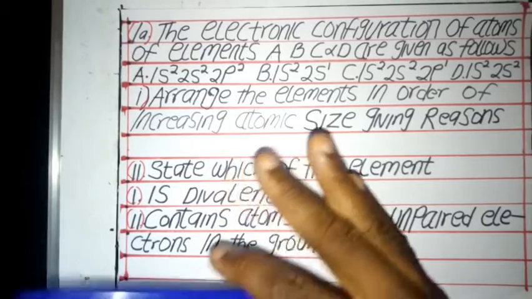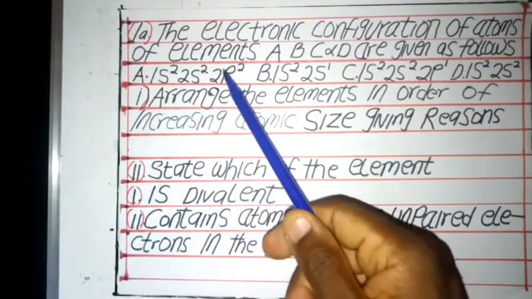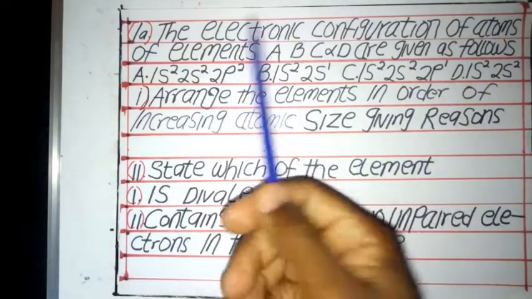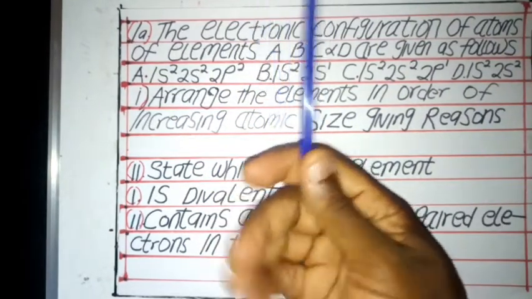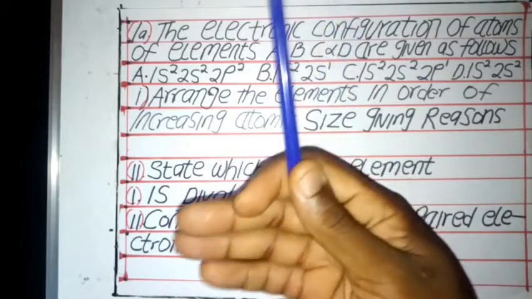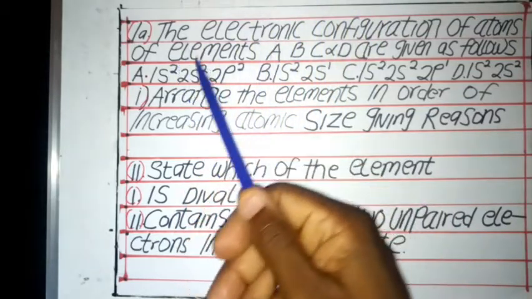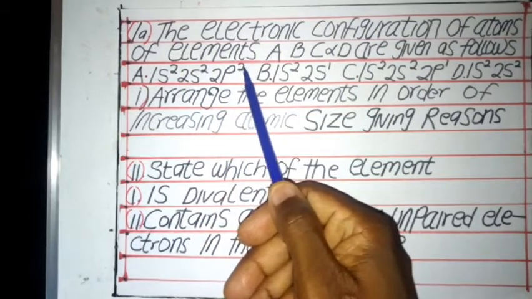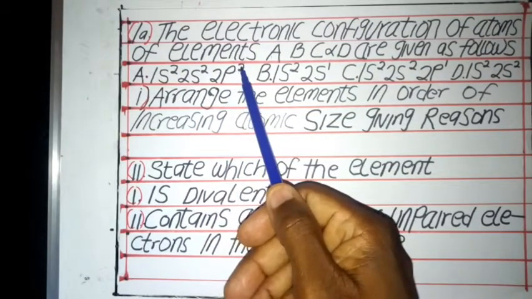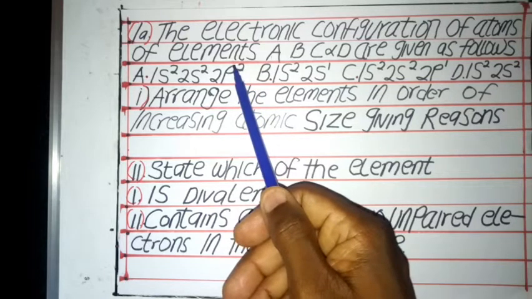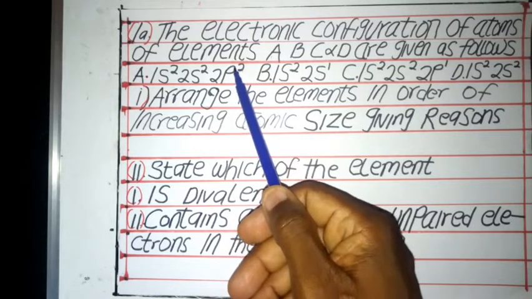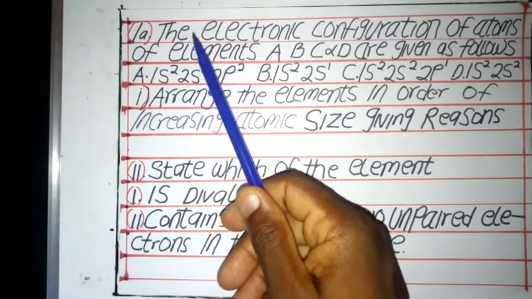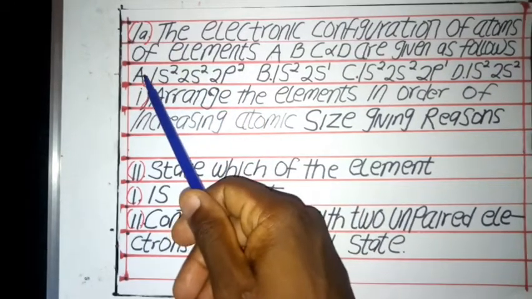For a question like this, the first thing you have to do is to know which element is A, B, C, and D. For A, look at the atomic number, or the number of protons, or the number of electrons here. When you count it, it's 1, 2, 3, 4, 5, 6. In the periodic table, the element that has atomic number 6 is carbon. So that's the first thing you have to do. We know that A is carbon.